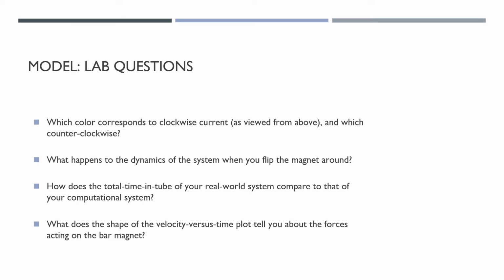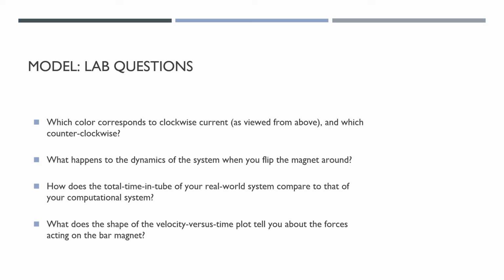Next question: how does the total time in the tube of your real-world system compare to that of your computational system? My computational system said that it would take the magnet a lot longer to fall than my real-world system did. In real time, it took 1.62 seconds to fall, and in the model, it took 3.09 seconds to fall. I think this has to do with an error in measuring the magnetic dipole moment in lab 3.